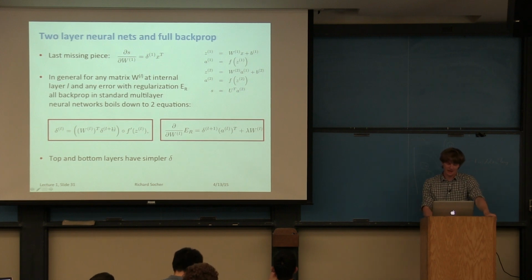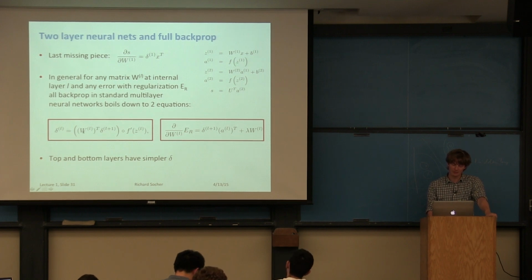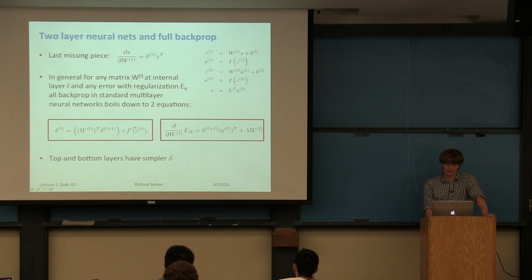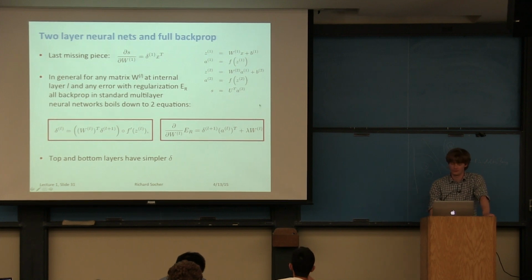Every time you have your delta messages, your delta message at the current layer comes by multiplying W transpose times the delta message of the previous layer times an element-wise derivative of your activations at this layer. And then you'll always end up with this outer product of the delta message that came into that layer times the activation transposed. And if you have regularization, plus your lambda times your elements of W.